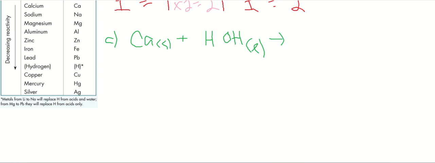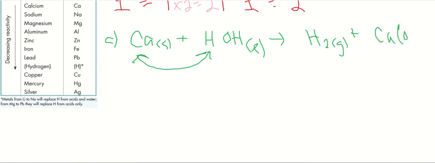All right, so let's switch it. They're going to switch places. So hydrogen is, go ahead, what do you think? Is it monatomic or diatomic? You got it. It's diatomic. It's gas. And now calcium hydroxide.